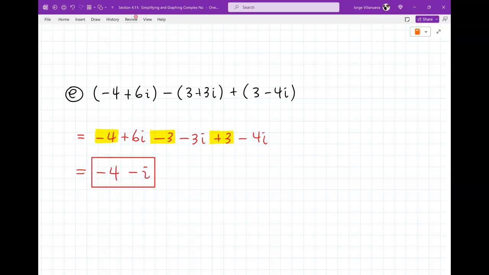And notice, I'm not going to make that i into negative 1 because it's not i squared. And I'm also not going to rewrite it as the square root of negative 1. I'm just going to leave it like that. Okay? So there you go. There's that one.